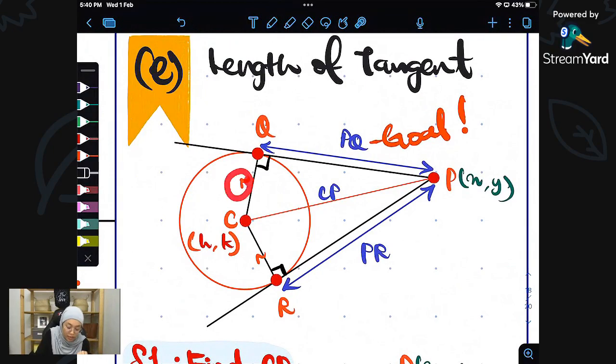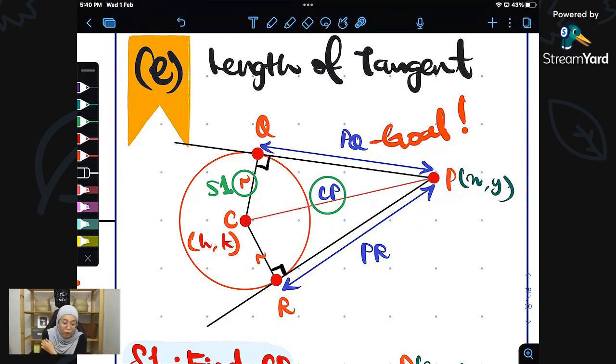Let me use a different color now. If we have this length of the radius, and we have this line, the hypotenuse line here, of course we can find our goal, which is to find the length of the tangent from point P to the circle. So our steps: first find the radius of the circle, and then find the length of the hypotenuse here, which I denote as CP.